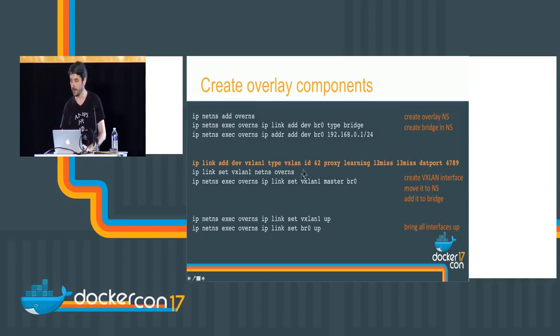Then the second part is the configuration of the VXLAN interface. So I'm creating the VXLAN interface, and don't focus too much on the options. We're going to get back to that afterwards. And once we've created this VXLAN interface, we're sending it to the namespace we've created, and attaching it to the bridge.